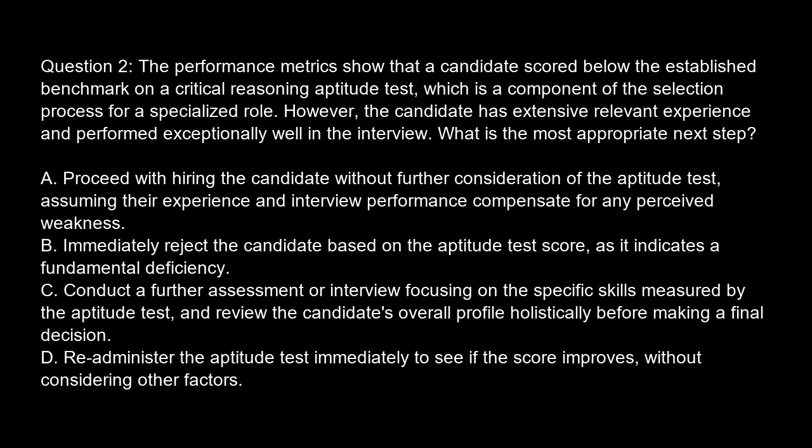Option B. Immediately reject the candidate based on the aptitude test score, as it indicates a fundamental deficiency. Option C. Conduct a further assessment or interview focusing on the specific skills measured by the aptitude test, and review the candidate's overall profile holistically before making a final decision. Option D. Re-administer the aptitude test immediately to see if the score improves, without considering other factors.